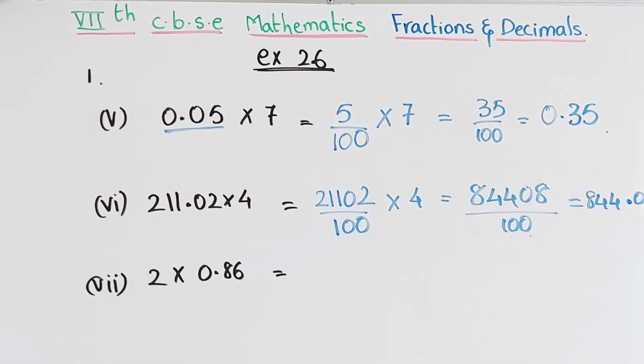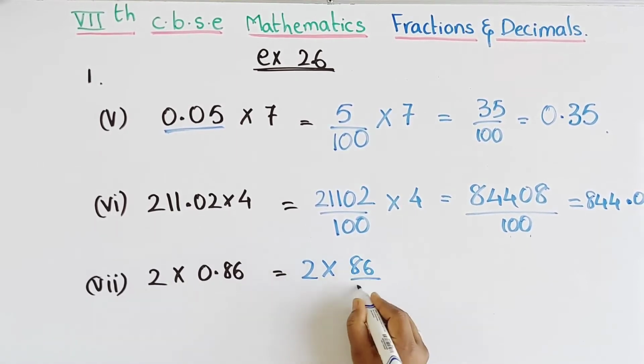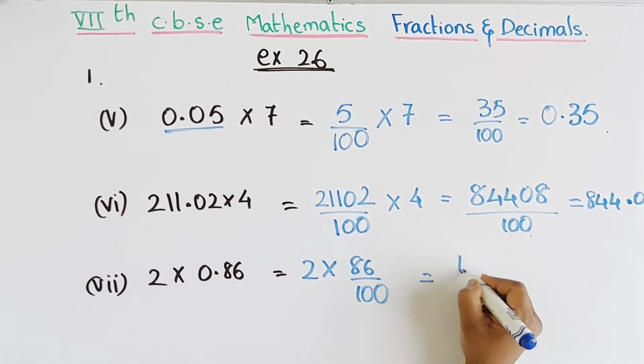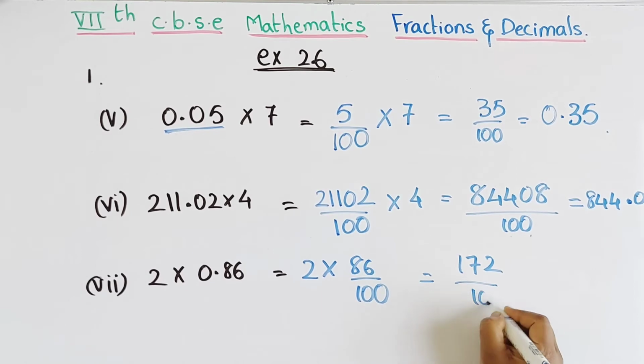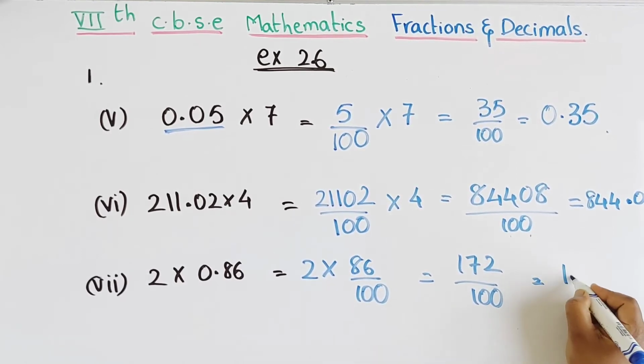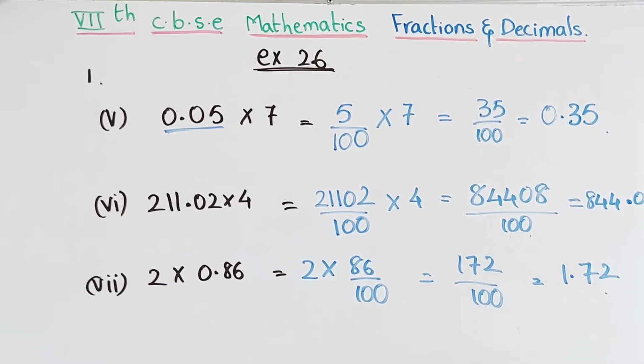Now 7th question, children. 2 into 0.86. 2 I am writing as it is, 0.86 is 86 divided by 100. 2 into 86 is 172 divided by 100. 2 zeros in the denominator. That means 1.72 is the answer.